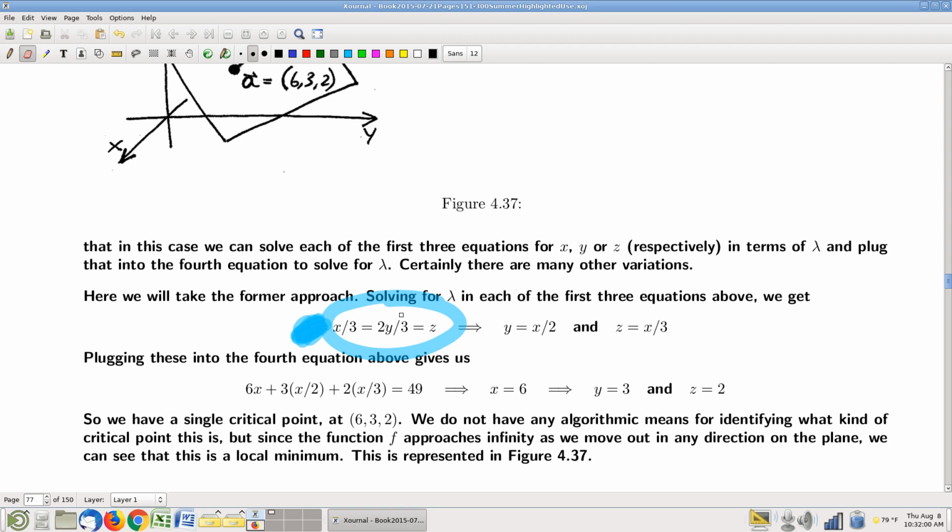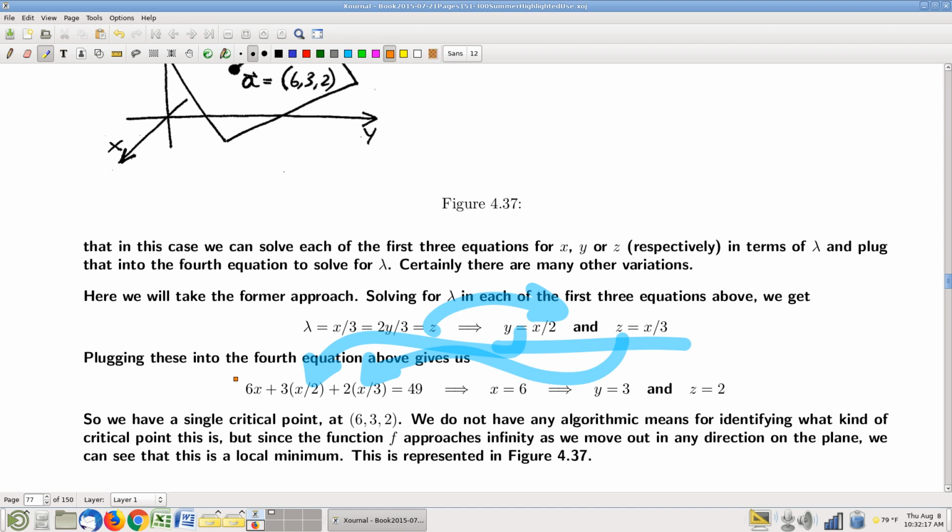So anyway, that's the idea, and it's all downhill from here. In these equations, notice that I can solve for y and z in terms of x. Once you know y and z in terms of x, well, y and z were part of our constraint equation. Keep in mind our constraint equation was 6x plus 3y plus 2z equals 49. Plug those into the constraint equation, and out comes x. Once you know x, that tells you y, and it tells you z.